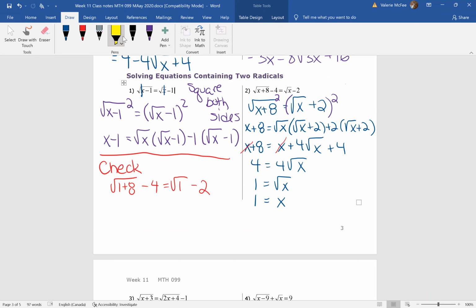So we've substituted x equals 1 into all of our values of x. The square root of 9 is 3. Square root of 1 is 1. Negative 1 equals negative 1. This is our solution.